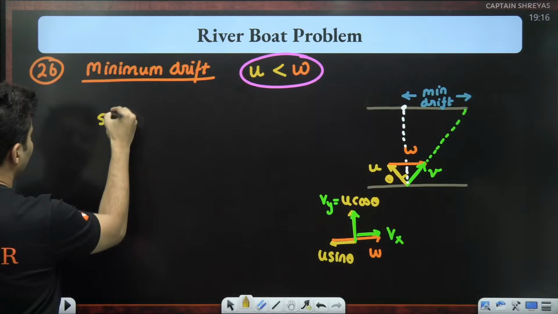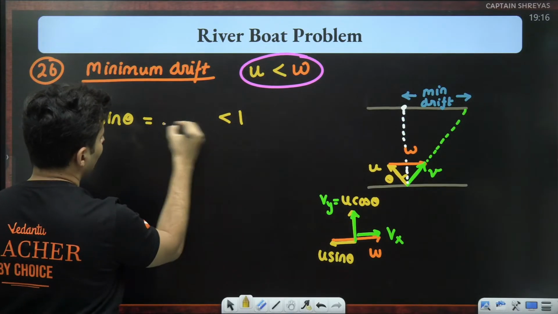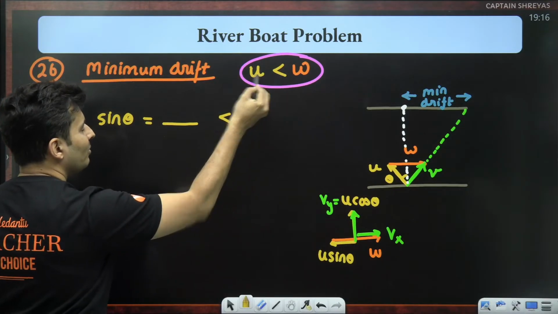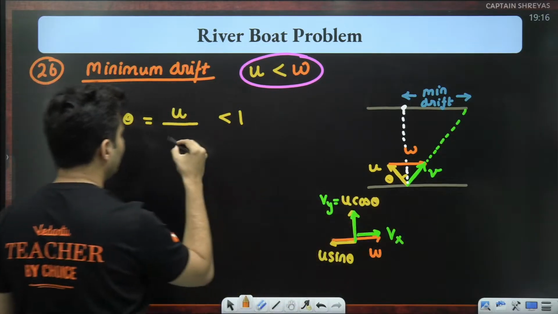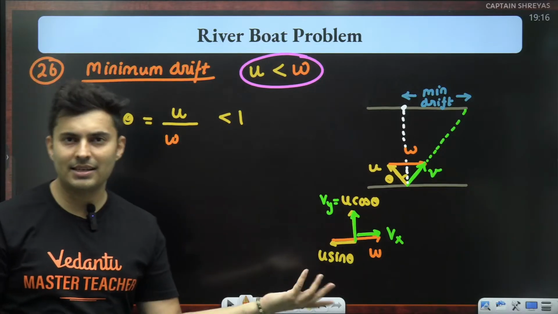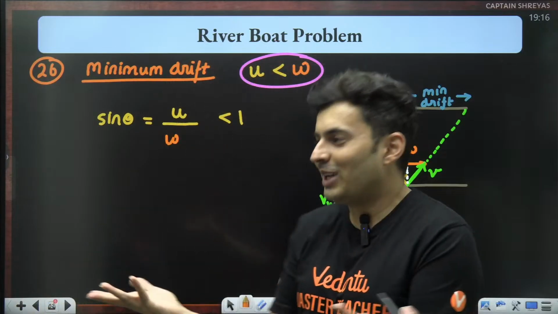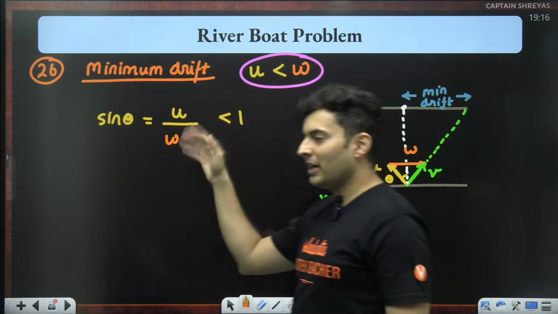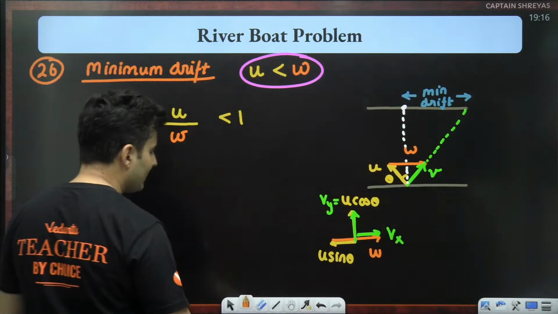Still keep sine theta less than 1. How? Just instead of W by U, make it U by W. That's it. That is still going to keep sine theta less than 1. That is the answer, guys. As simple as that. So that is the answer for minimum drift. Just keep the numerator smaller than the denominator. Very, very easy to remember.